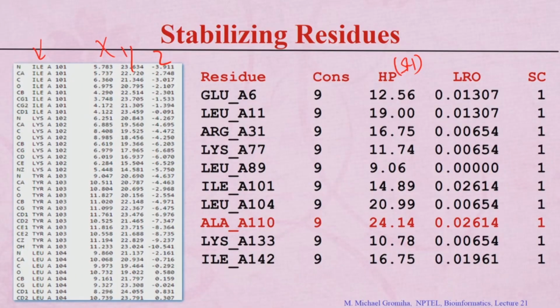So, now here we give the position of the different types of amino acid residues. Here is the conservation score, and here we have the hydrophobicity values we obtain from PDBparam, and LRO can also be obtained from PDBparam. Finally, the stabilization center is 1 or 0. If the residue is involved in a stabilization center it is 1, and if it is not involved, it is 0. So, we have the values.